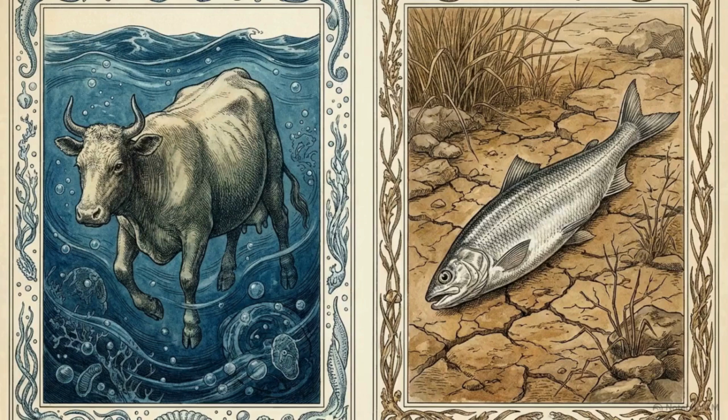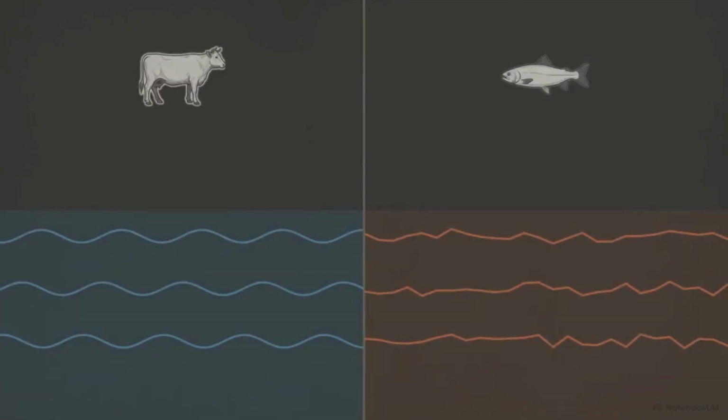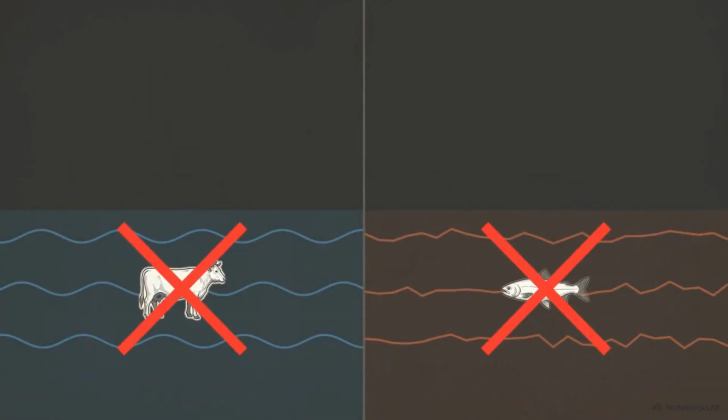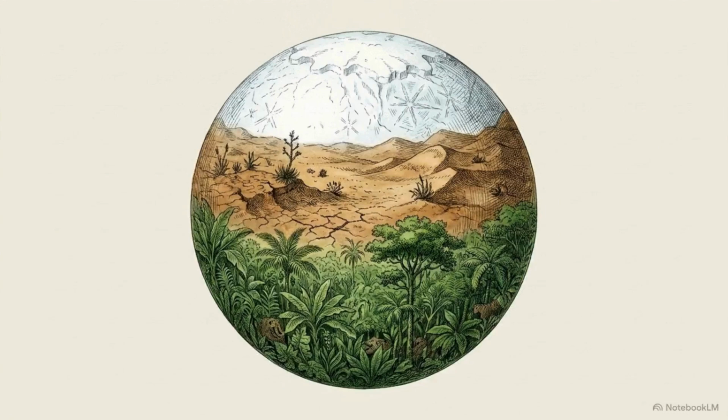Drop a 1,000-pound cow into the deep ocean, or toss a fish onto a dry, dusty pasture. Both would fail immediately because of a structural mismatch. Earth consists of distinct, unforgiving environments, each with its own physical requirements.